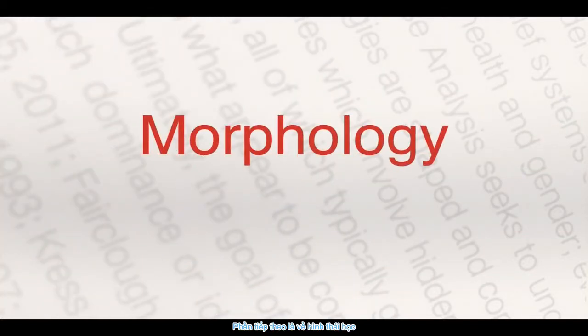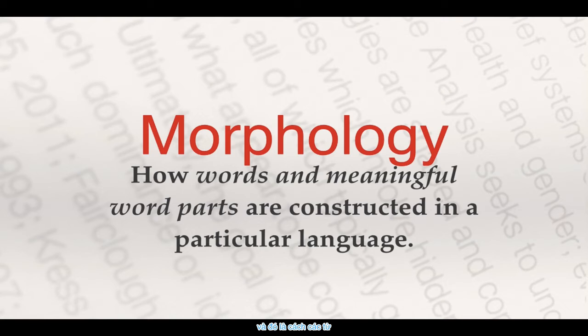The next part is morphology, and that's how words and meaningful word parts are constructed in a particular language. So we can have, for instance, word parts that are things like prefixes or affixes. So unionism in English has one particular meaning. If we add on a prefix like anti-, anti-unionism, that completely changes the entire way that the word is put together, and there are lots of more nuanced ways that we can actually put words together as well.